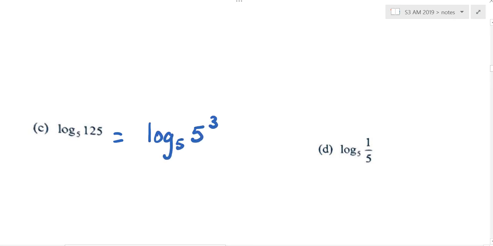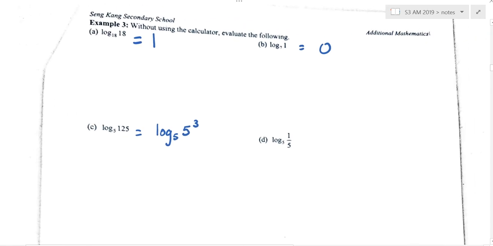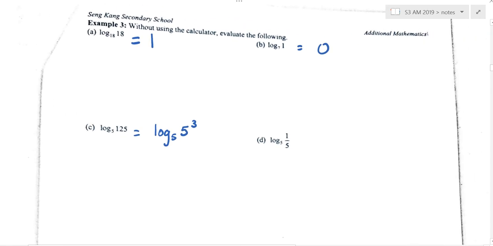Did I copy correct? Did I? Oh, what is that? Okay, then you stop here.